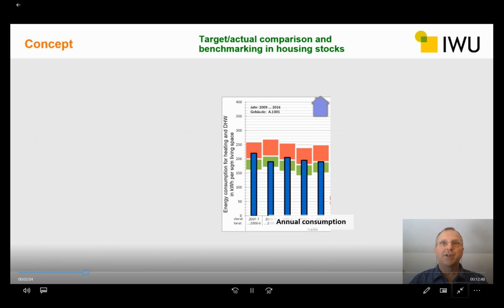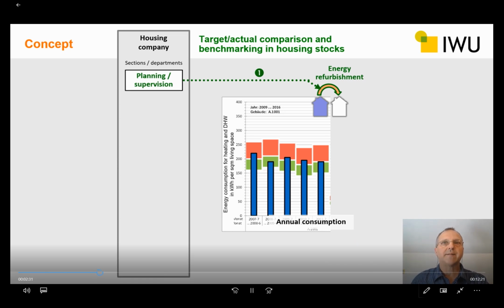The idea is to attach to processes which are already running in the housing companies and to just add elements which are able to collect and store information about the energy performance of the buildings. So if we take an example building which is not yet refurbished, with an annual energy consumption of about 200 kilowatt hours per square meter and year, the housing company decides to make an energy refurbishment. The planning is carried out by the housing company itself or by commissioned architects or civil engineers.